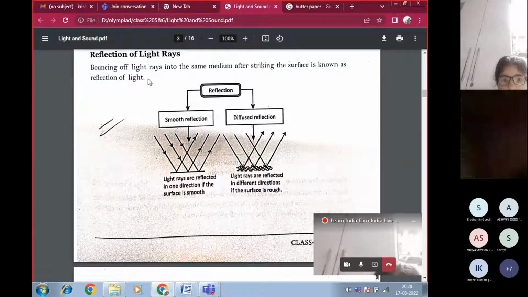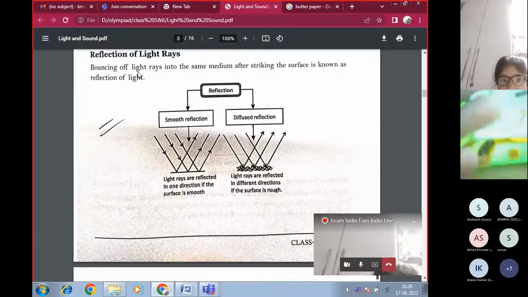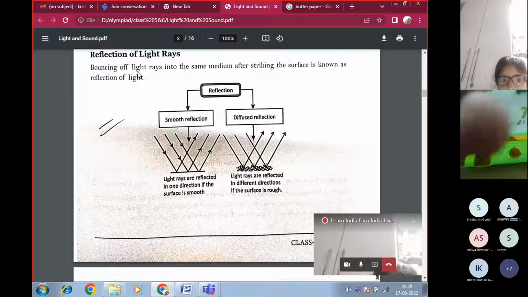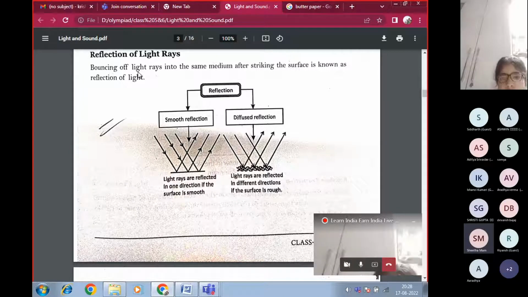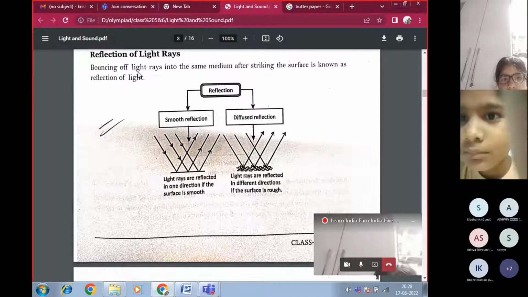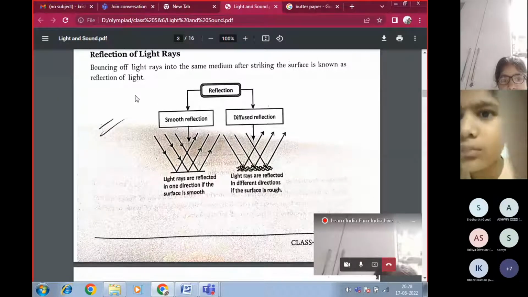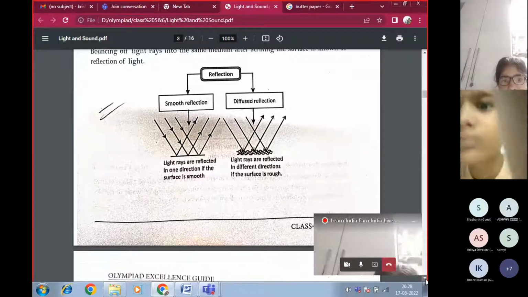Bouncing of the light rays, as you hit the ball onto the wall, it will come back or bounce back to you. Same way, the light rays will bounce back. That property is called reflection of the light rays.